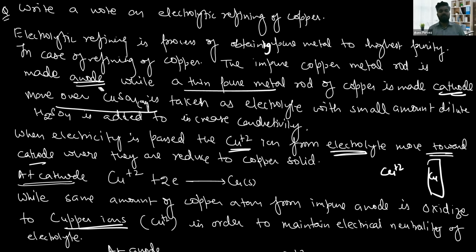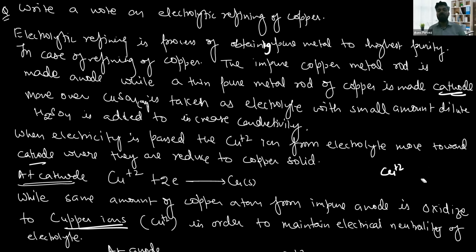Note it down. Can you read the first line? Yes, electrolytic refining is a process of obtaining pure metal of highest purity. I will check it. Everyone should write. Don't take the screenshot. I will check your copy at the end of the class. Nobody is allowed to take a screenshot, so you have to write it properly, okay?